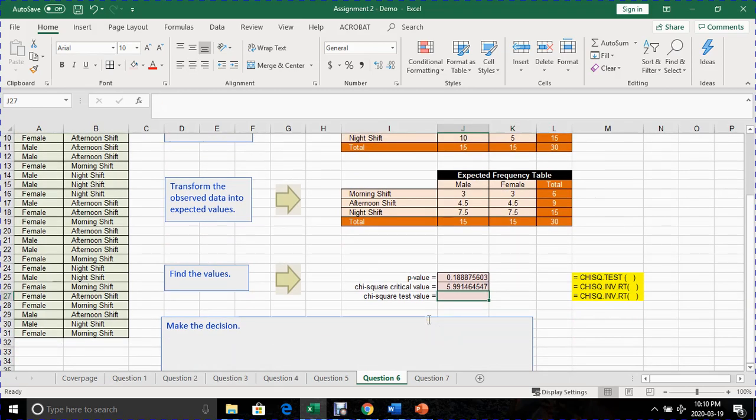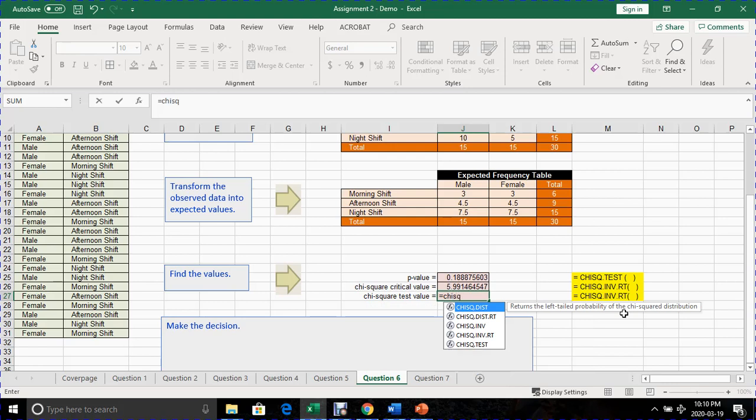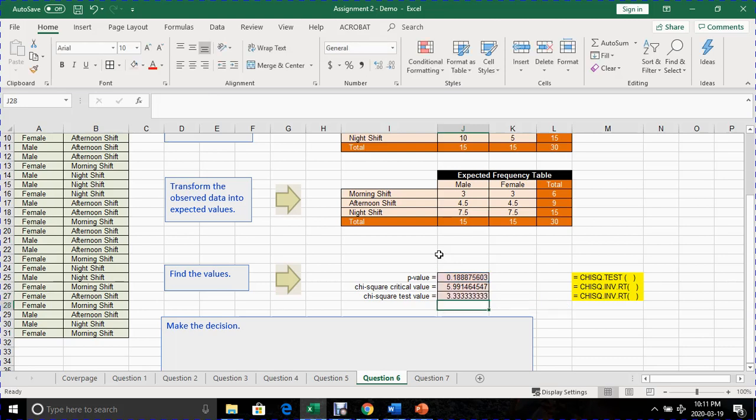And then for the test value, to figure out the test value again, we go with equal sign CHISQ.INV.RT, and then the probability here is going to be the p-value that you have. So I'll ask you to basically click on the p-value and then comma and then enter the degree of freedom of 2 and close the bracket, and that should get you your critical value.